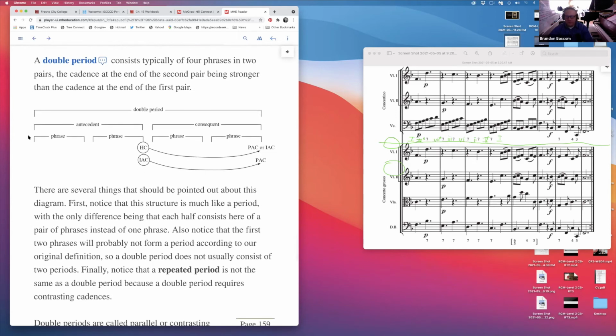Double period. Four phrases. Two parts, two pairs. Cadence at the end of the second pair being stronger than the cadence at the first pair. Similar to a period, but each half consists here of a pair of phrases instead of one phrase. Also notice that the first two phrases will probably not form a period according to our original definition, so a double period does not usually consist of two periods. Finally, notice that a repeated period is not the same as a double period because a double period requires contrasting cadences and a repeated period does not.